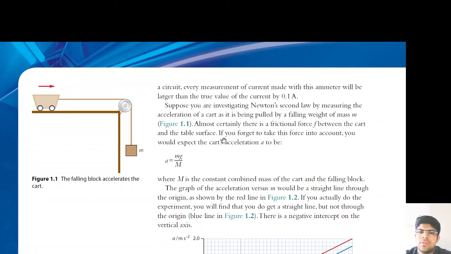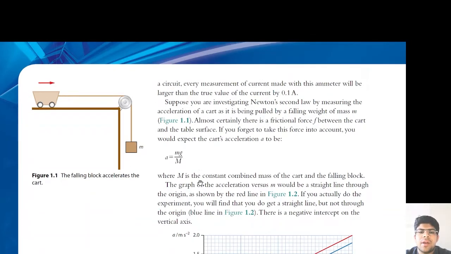If you forget to take the friction force into account, you would expect the cart's acceleration a to be equal to mg upon M. Here mg is the weight, the mass and gravity, and their force will be in the same direction. The capital M we take as a constant, the combined mass of the cart and the falling block.